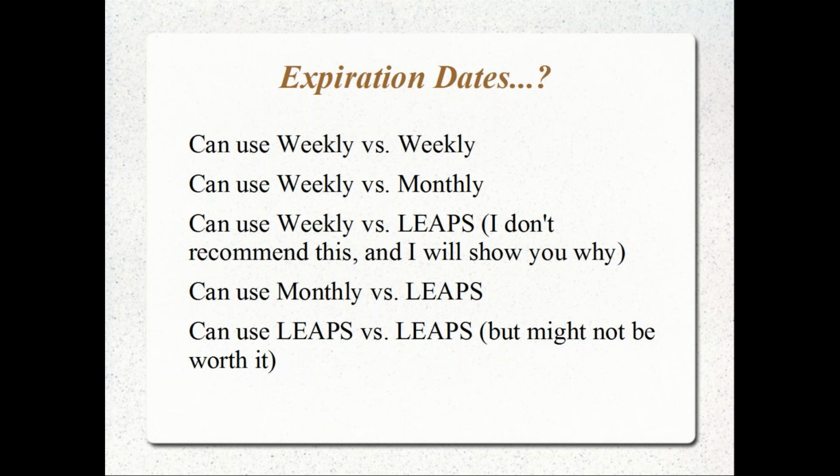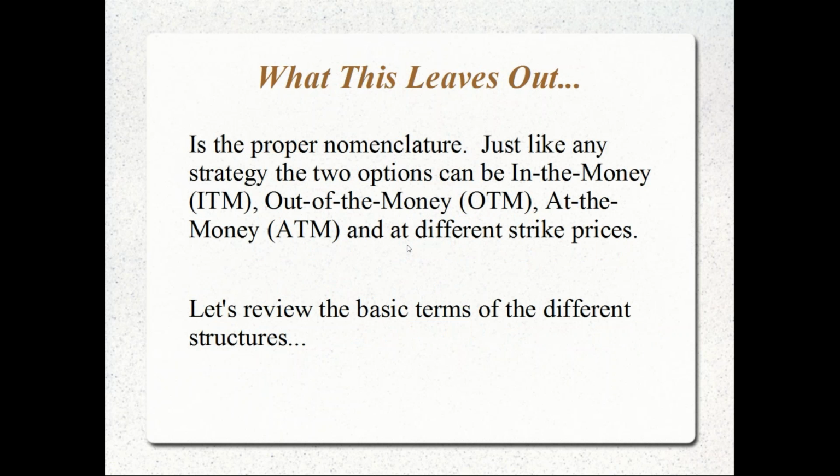Now you can use monthly versus leaps. That was the original most common one before the weeklies were introduced, right? I'd sell a monthly, maybe a March 17th that has 17 days out, or maybe in April, call or put against the position, and I'd buy a 2018 leap. Some investors use leaps versus leaps. That might not be worth it as well. So any expiration date is viable, but we're going to talk about that too. Why you'd use one over the other.